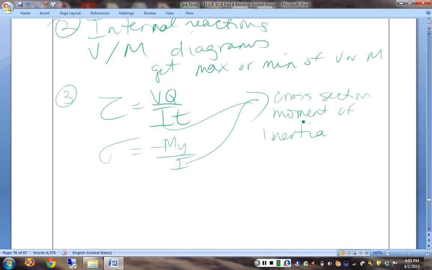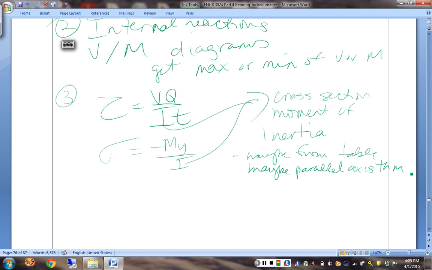That's for a single rectangle: your BH cubed over 12. You may have to use parallel axis theorem to figure it out. Maybe from a table, maybe it's given, maybe parallel axis theorem. Parallel axis theorem is for non-symmetric cross-sections, and the details of it are you find the y-bar and you sum up the pieces, and it's the distance from the centroid and all of that, and it's on your little sheet and it's in your homework.